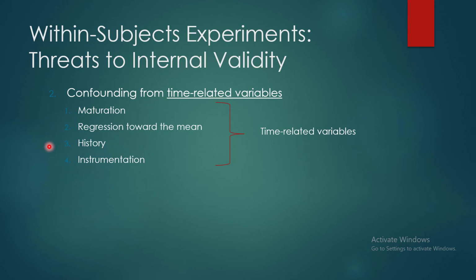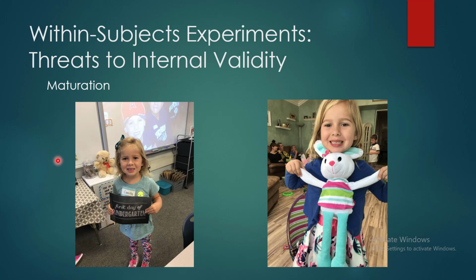So these are some of the time-related variables that we're going to talk about. We're going to split these time-related variables into 2 categories: time-related variables and order effects. And we're going to start off talking about these time-related variables: maturation, regression towards the mean, history, and instrumentation.